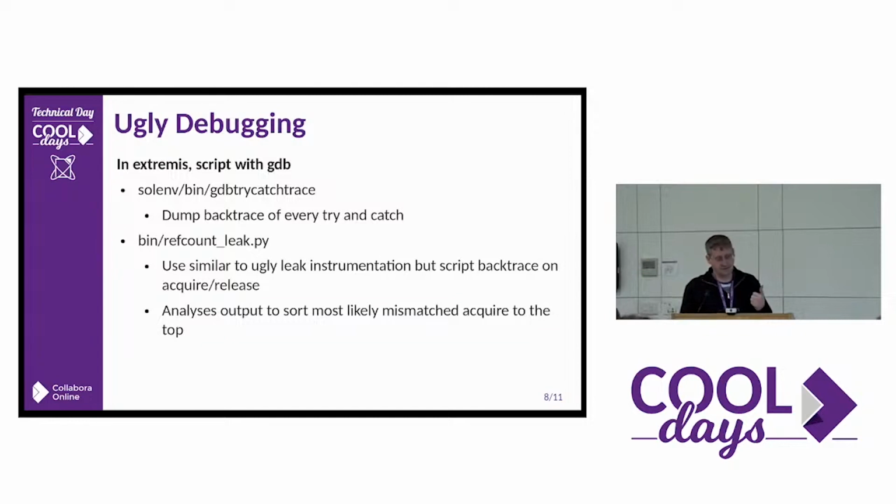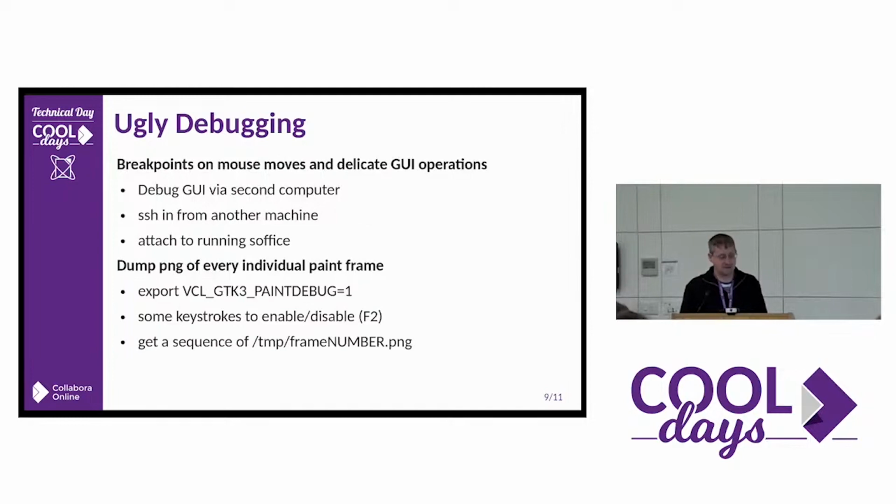In extremis, you can script GDB. There's a couple of scripts in there you can look at for examples. Dump the backtrace of every try and catch, dump it all out to a log, analyze that text log afterwards. There's this ref count one as well. Similar stuff, add in some extra stuff that's as crude as the stuff I showed earlier. Find the acquire and releases and then sort them by which one is most likely to be the one that leaks. So it's rough debugging, but it gets you there.